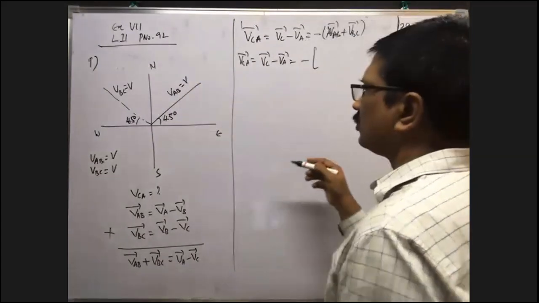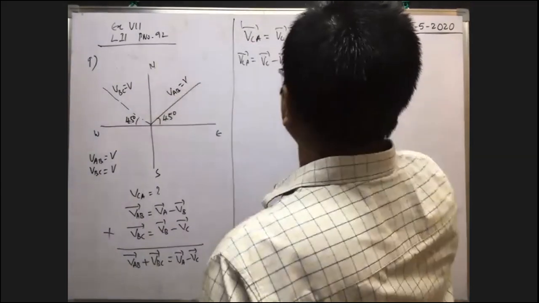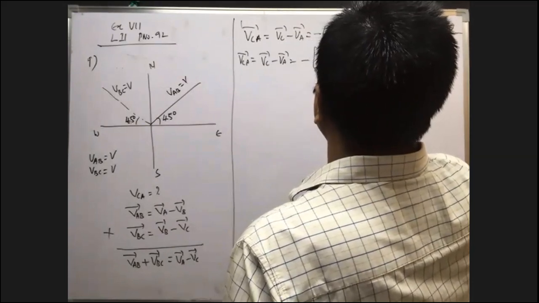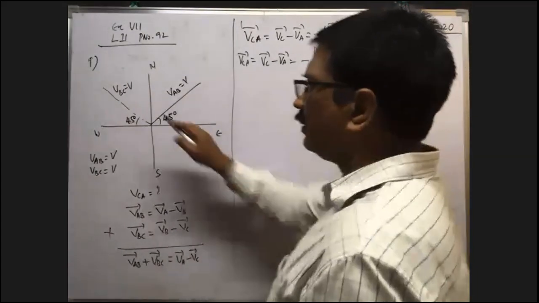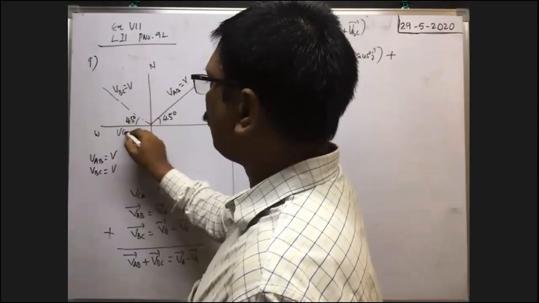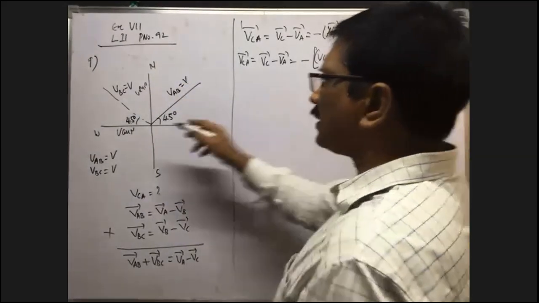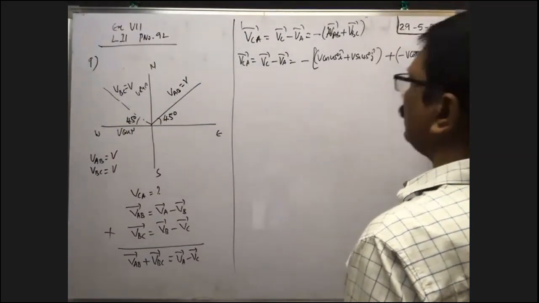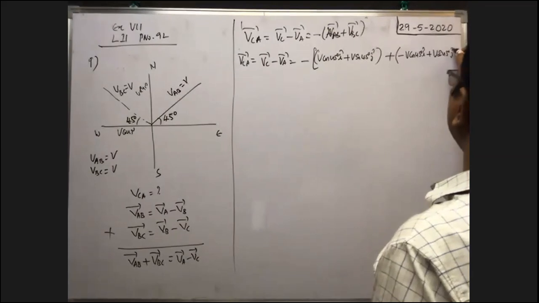We write it in vector form. VAB in vector form means the x component is V cos 45, the y component is V sin 45. That's why V cos 45 into I cap plus V sin 45 into J cap. This is VAB bar. Plus VBC bar, you write this value in vector form. The x component is V cos 45, y component is V sin 45 here also. Now the x component is along negative x direction, so minus V cos 45 into I cap, and the y component is along positive y direction, so plus V sin 45 into J cap.